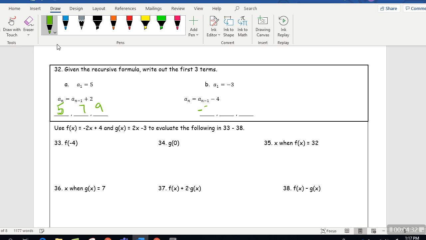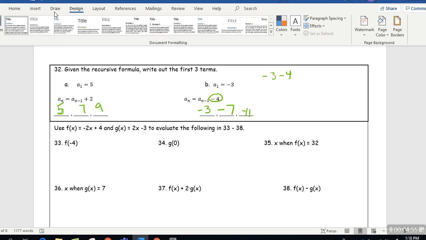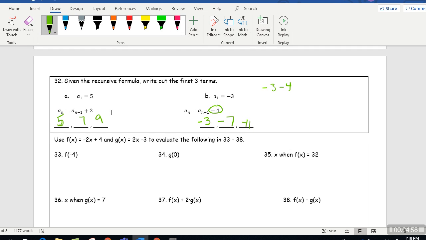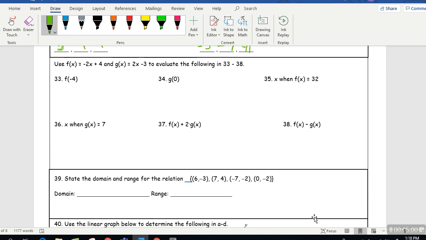For B, we start with a negative 3. A sub 1 equals negative 3. And then our common difference is negative 4. So we'd have negative 3 minus 4 should be negative 7. Negative 7 minus 4 is negative 11. All right, so that is number 32. Moving on.